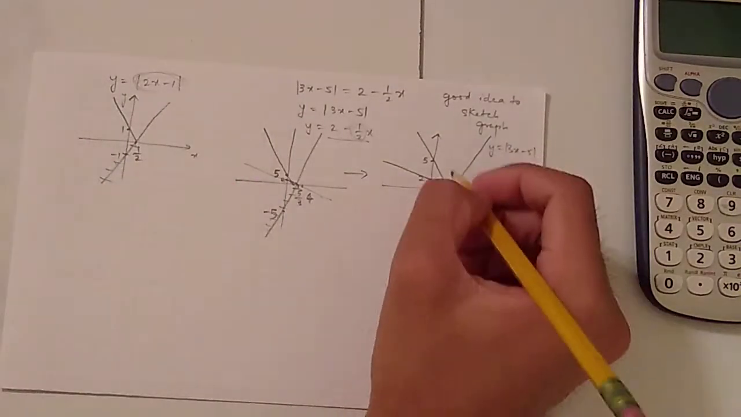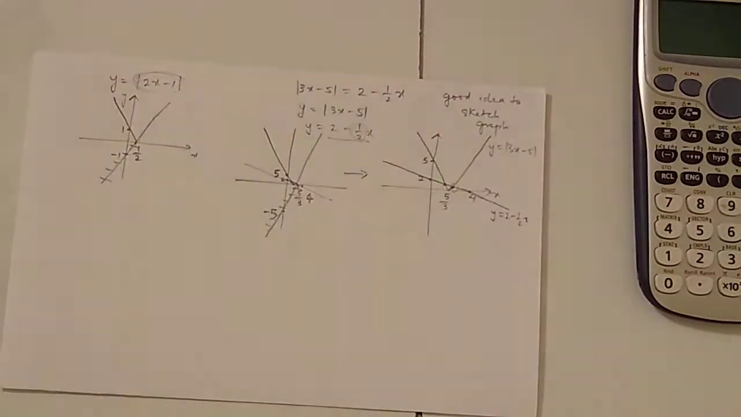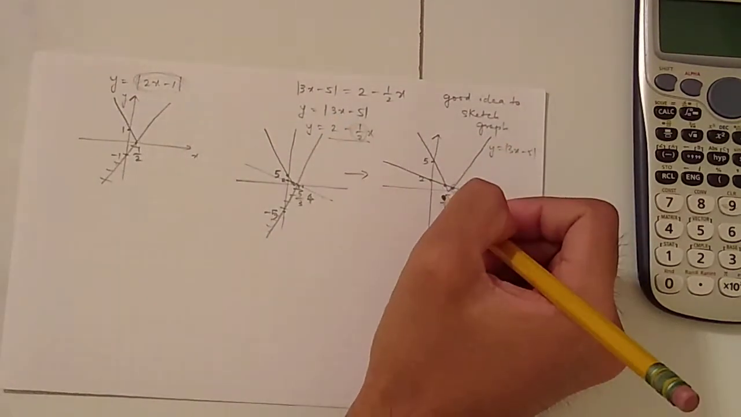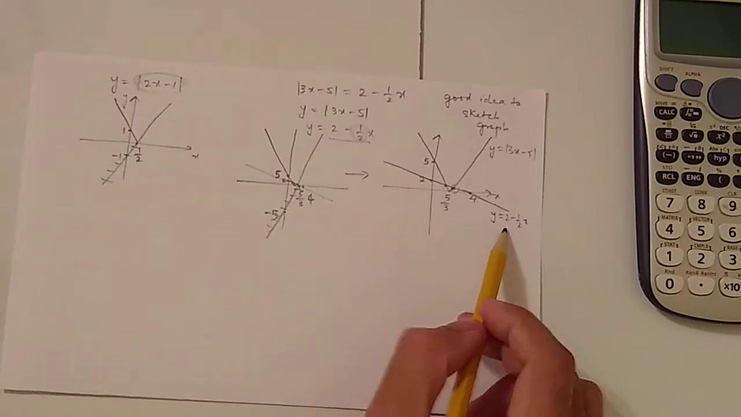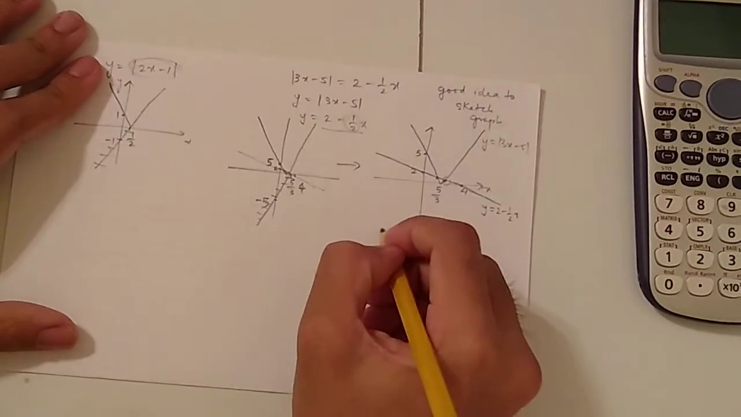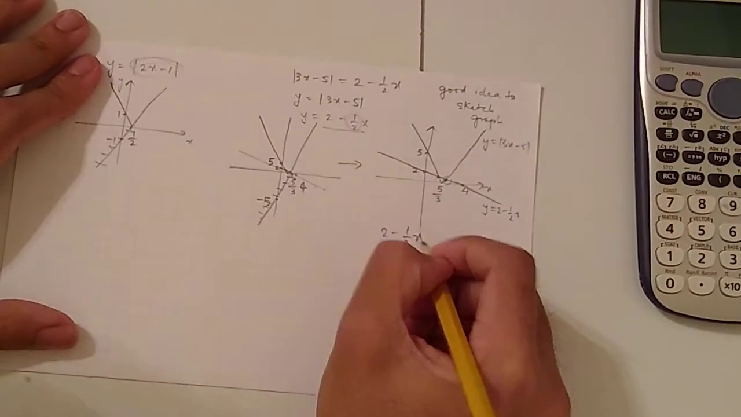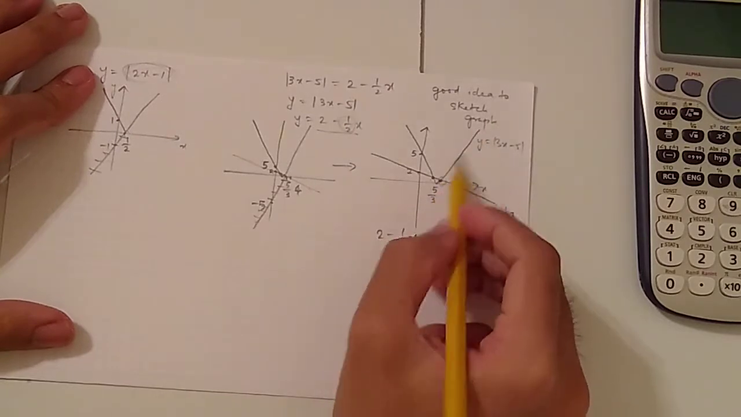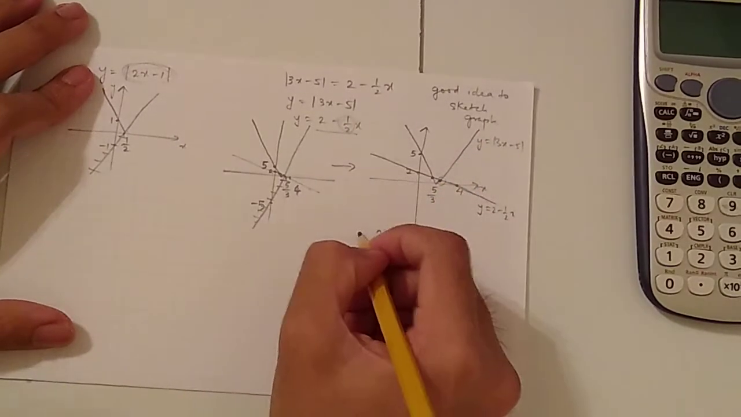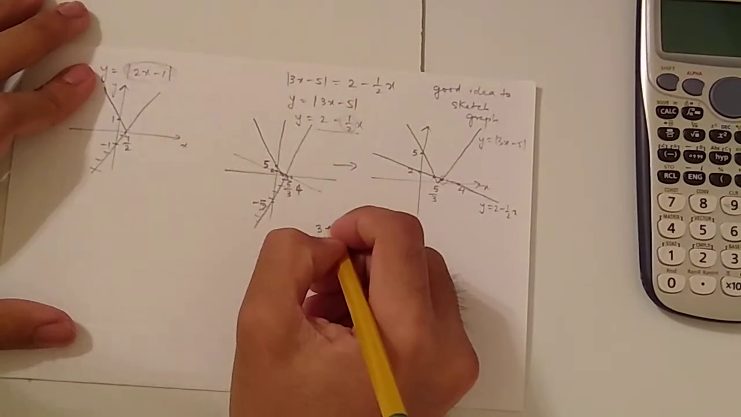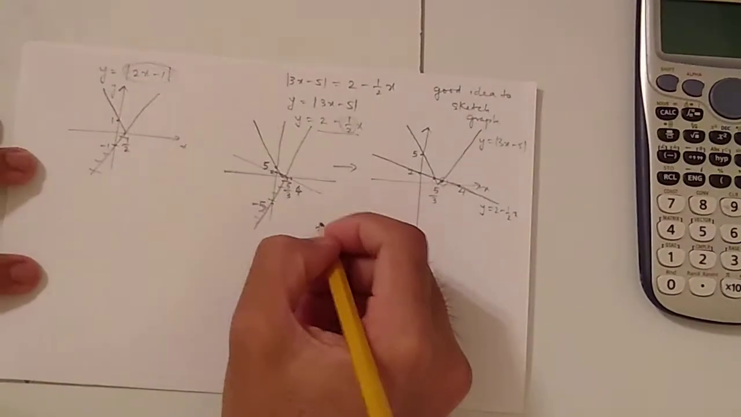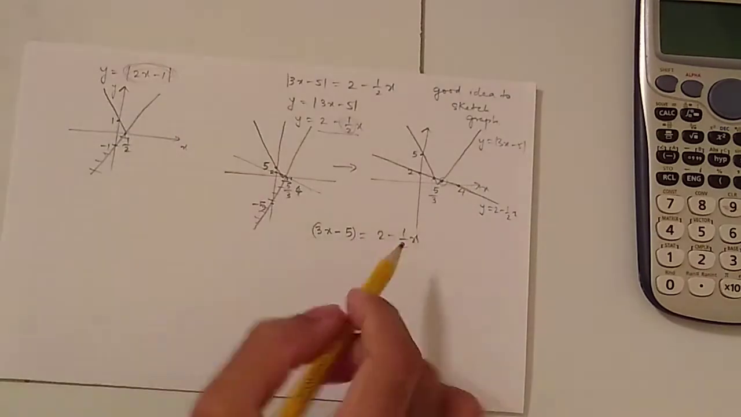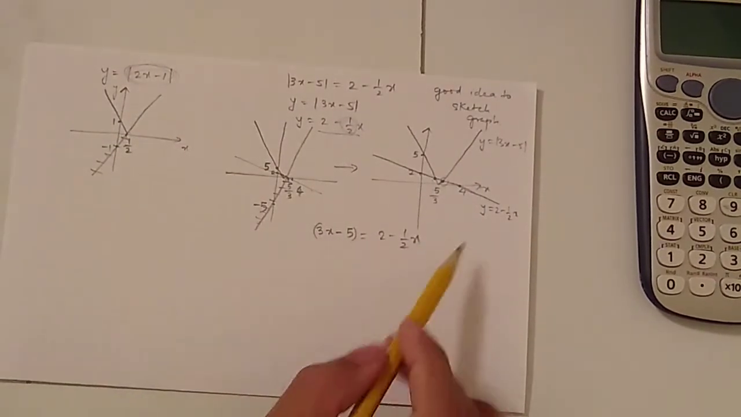The first part, okay, let's talk about this point here. Over here we have this line and this line intersecting. Okay, so this line is definitely 2 minus half x, so that one is the same, doesn't change. And then this line is going to be 3x minus 5. Okay, notice that this is 3x minus 5. Okay, we are removing the modulus symbol here.